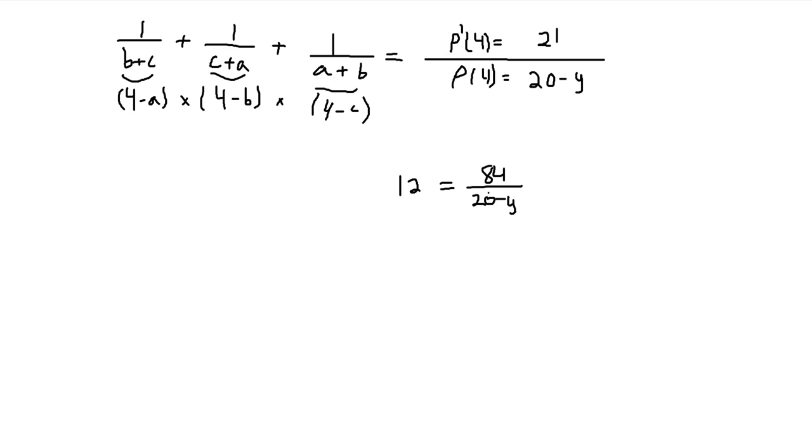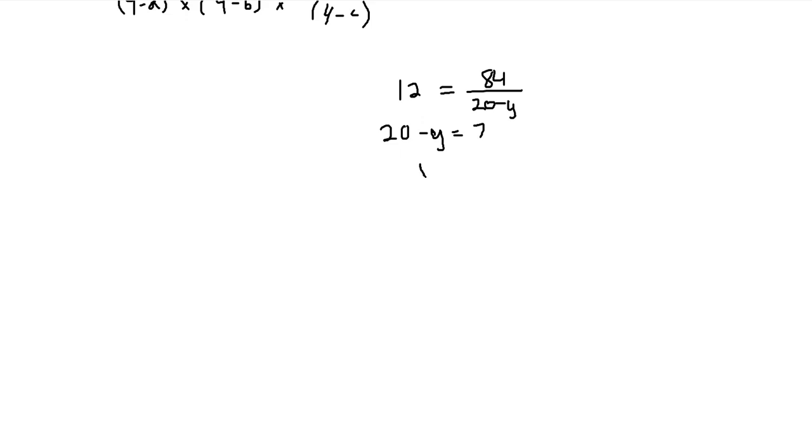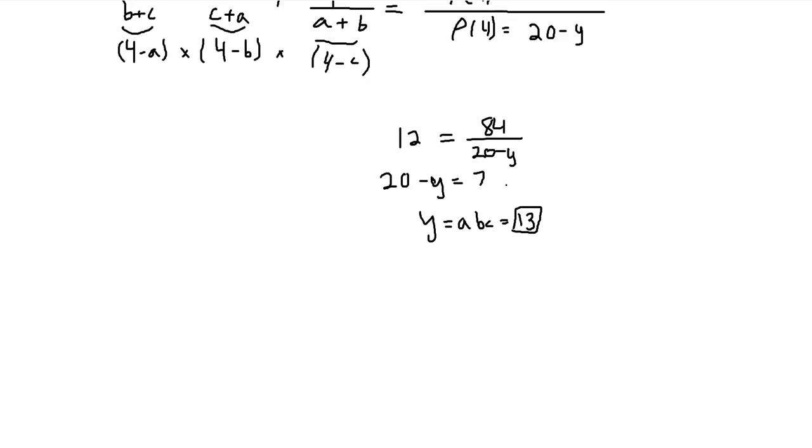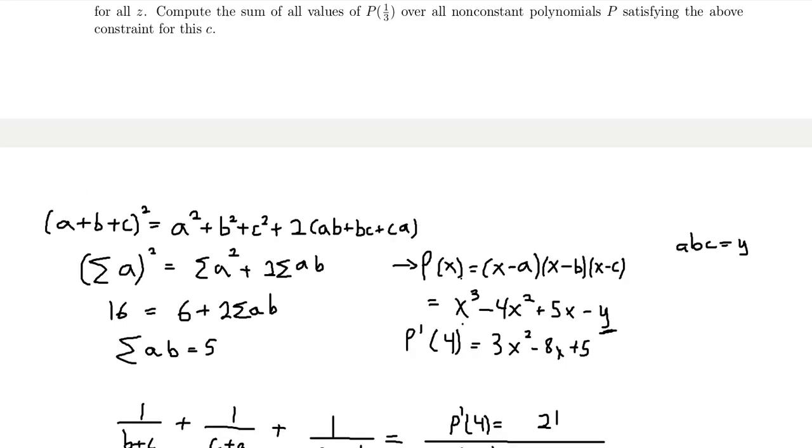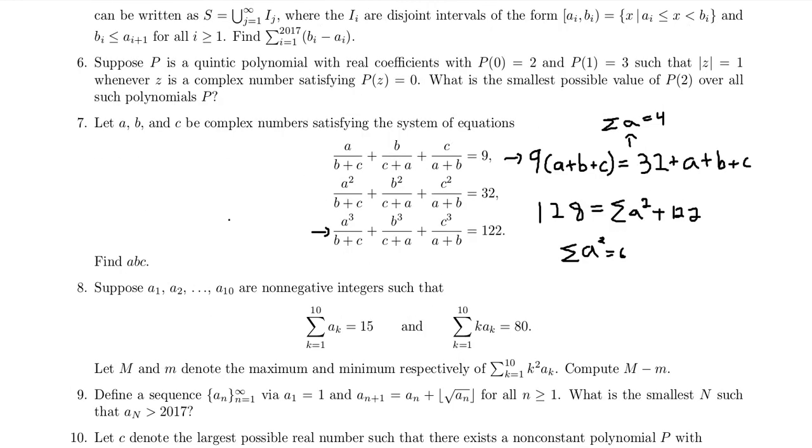And now we just have a straight-up linear equation for y. And that is 20 minus y is equal to 7. And so y, which is A times B times C, is just equal to 13. And that is the answer to the problem. So find ABC. ABC is 13.